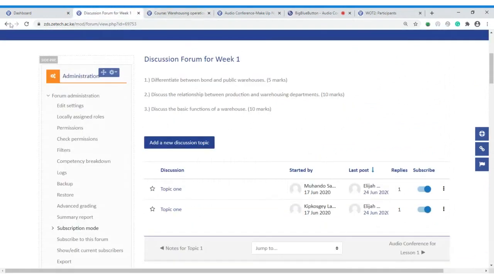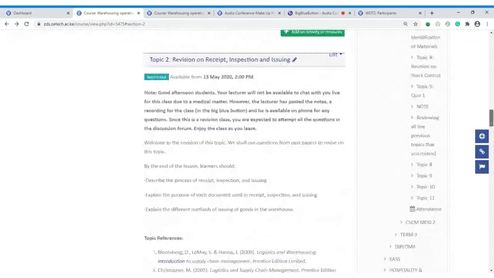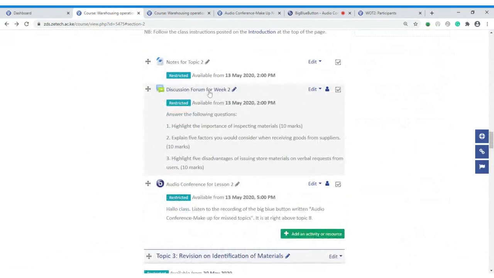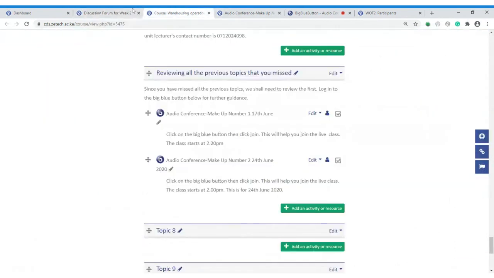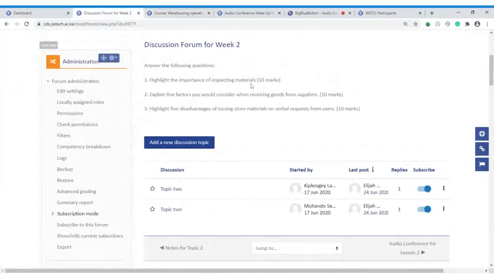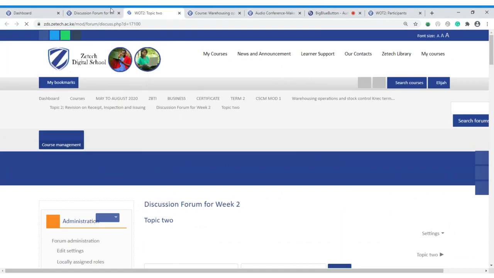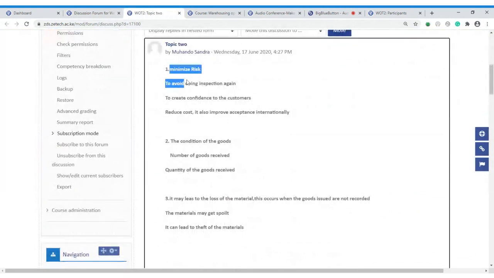The other discussion forum was for topic 2. This is topic 2. Here, discussion forum, there were 3 questions. This is question 1, says highlight the importance of inspecting materials. Let me use Sandra's work now. This is what Sandra wrote. Discuss the importance of inspecting materials. As you can see, she's only listing.